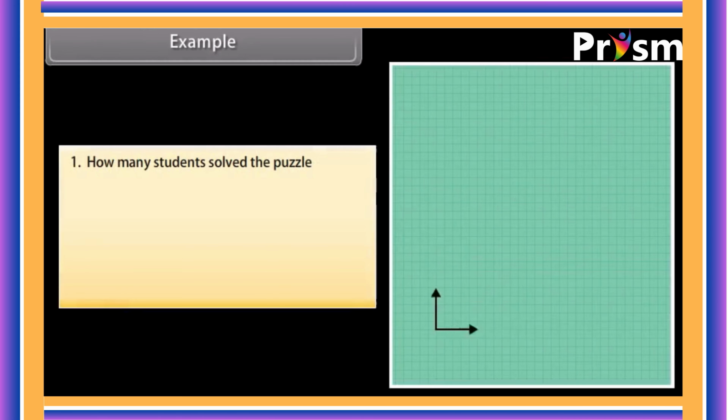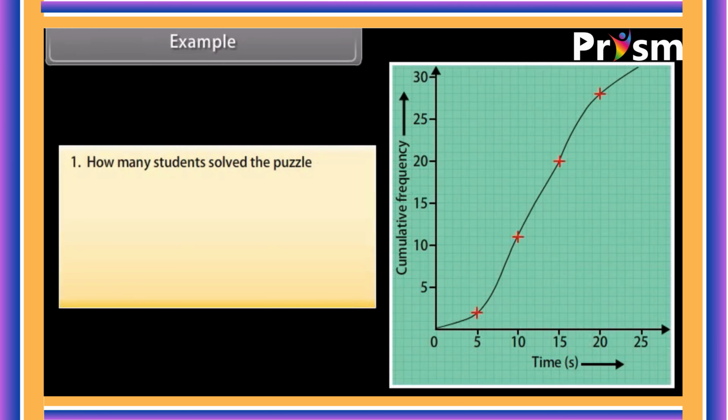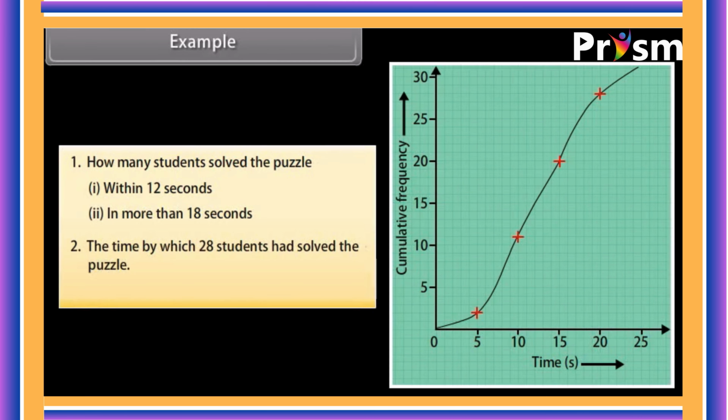Example: find the median of the given data. Find 1. How many students solved the puzzle within 12 seconds, and in more than 18 seconds. 2. The time by which 28 students had solved the puzzle.